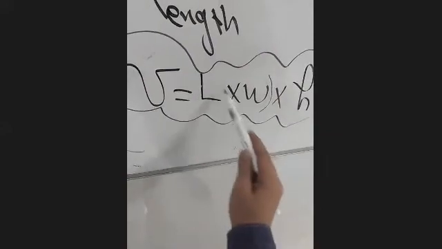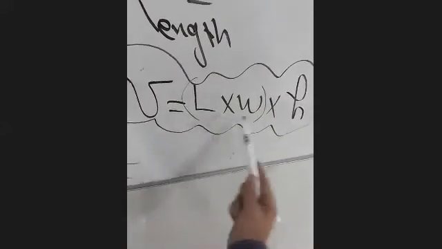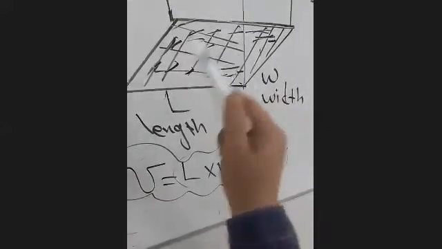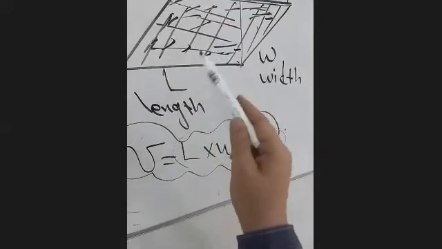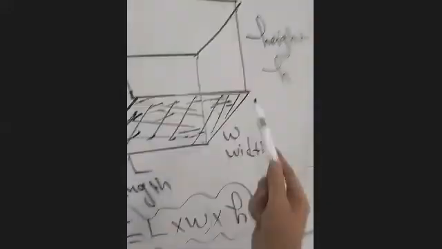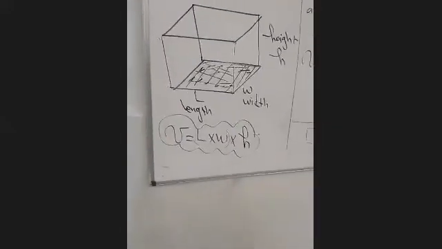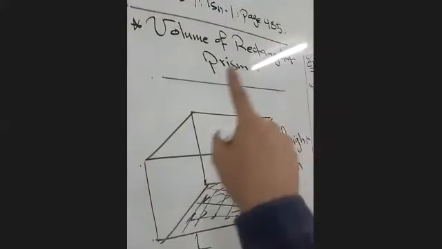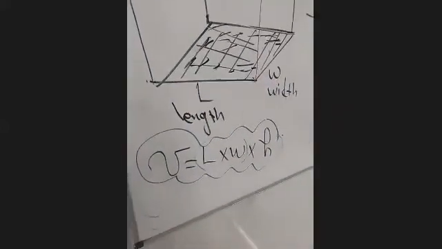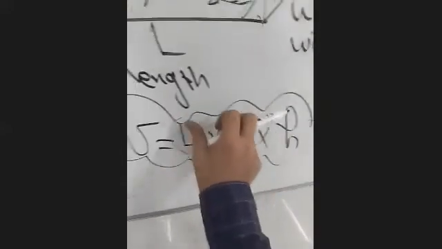This length by width, from where do we get it? The base area. Got it? Then multiply by the height. But this case is only for the rectangular prism. For others, it has another formula. Got it? Yes.